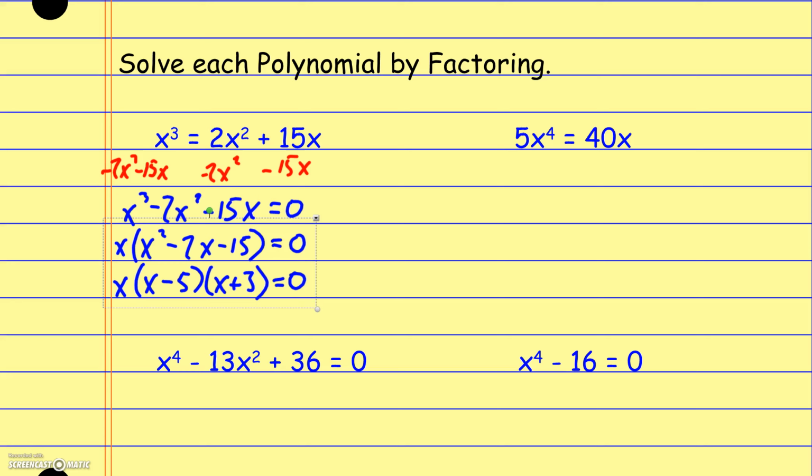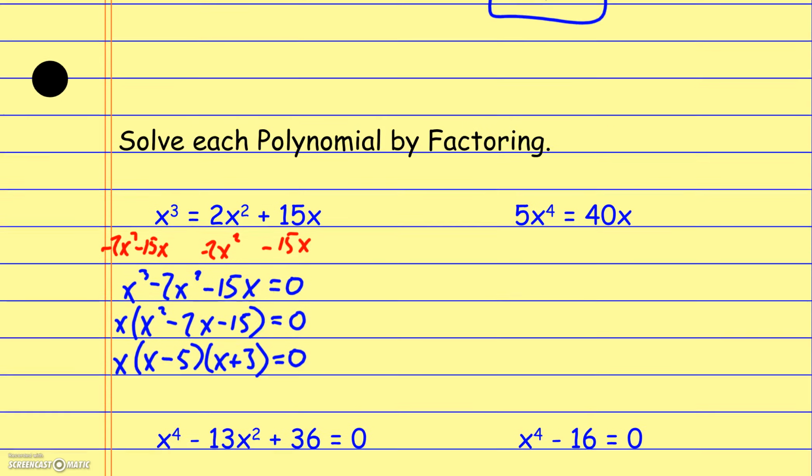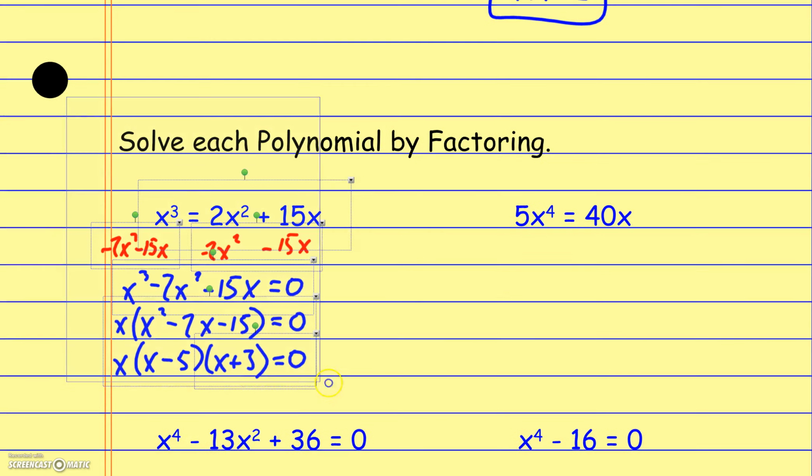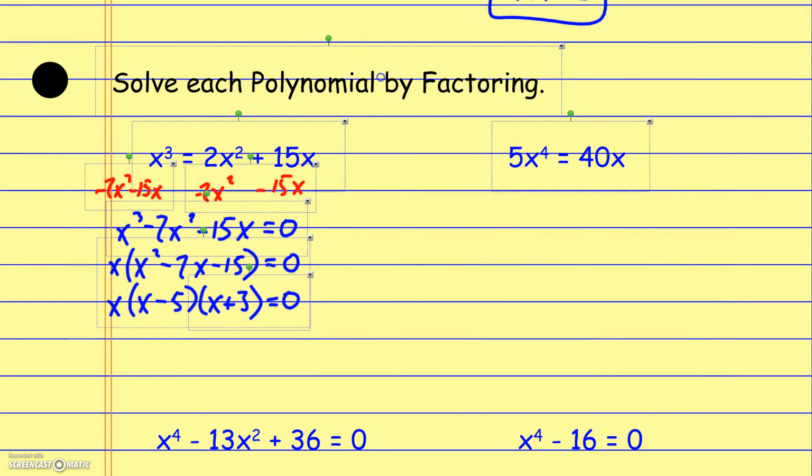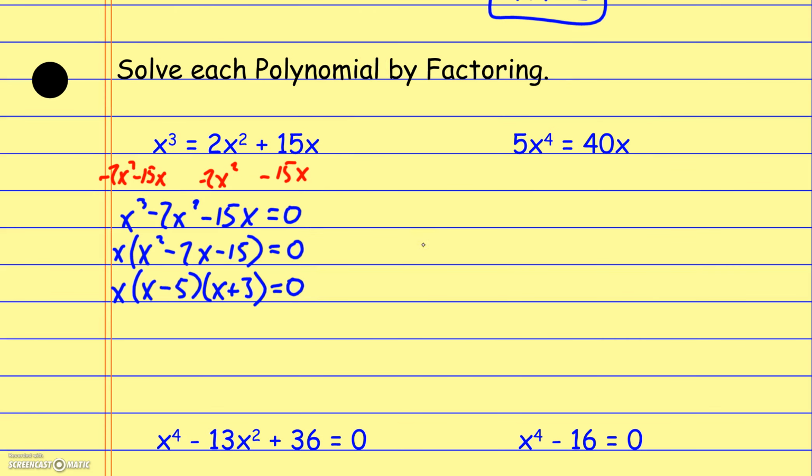And now I'm essentially going to set each factor equal to 0. And I kind of ran out of space here. I'll give myself a little bit more room. And so I set each factor equal to 0. So I do the x equals 0. I do the x minus 5 equals 0. I do the x plus 3 equals 0.